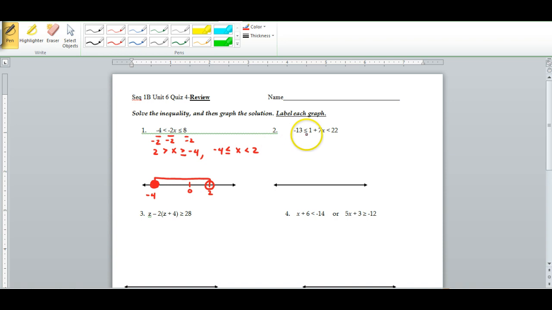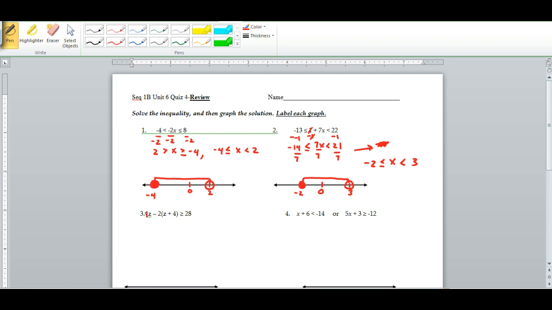Now problem number 2 is started by subtracting 1 and subtracting 1 and cancel those out. So 7x is less than 21, greater than or equal to -14. You divide both sides by 7 and you end up with, I'll write it over here, x is less than 3, greater than or equal to -2. And very similar to the last one, this is 3 and this is -2. You're going to fill that in, open this up, and graph everywhere in between.